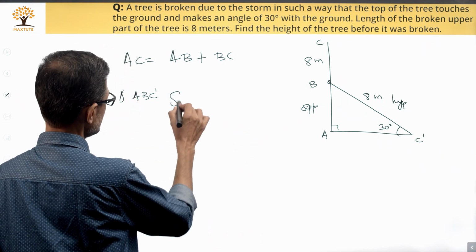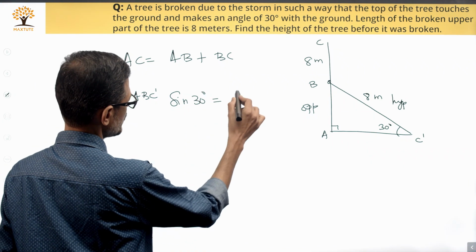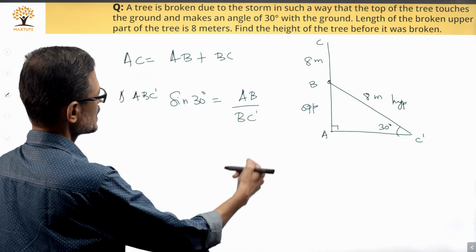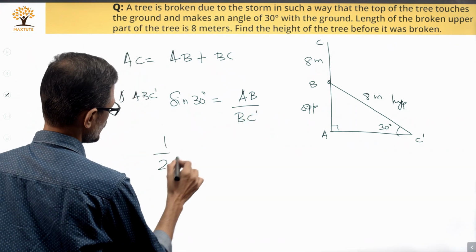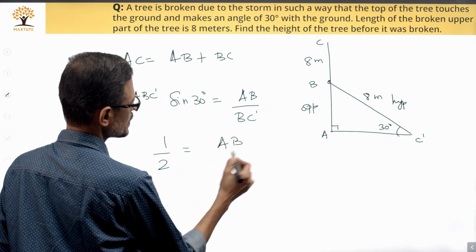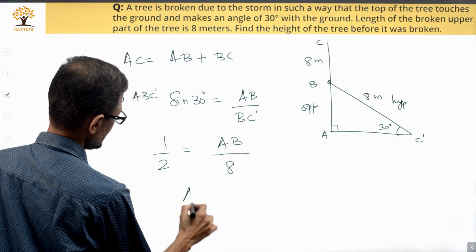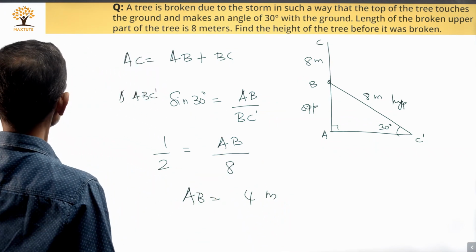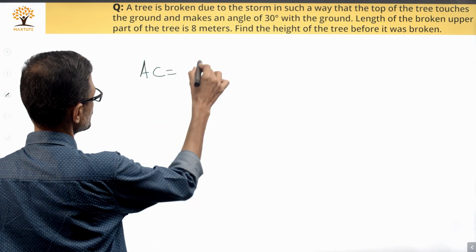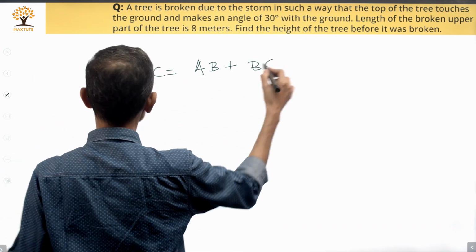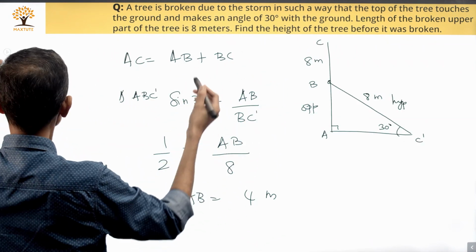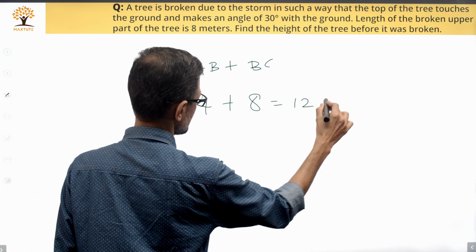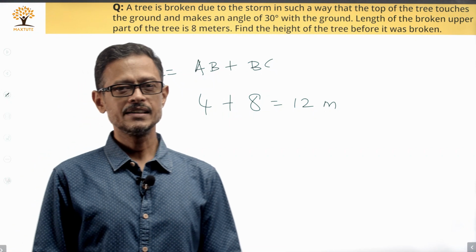So, if we went with sine of angle 30 degrees, that is going to be equal to the opposite side AB divided by the hypotenuse, which is BC dash. So, sine 30 degrees is equal to 1 by 2, AB is what we are trying to find out, BC dash is equal to 8. So, AB is equal to 8 divided by 2, which is equal to 4 meters. What we need to find out is AC. AC is equal to AB plus BC. BC we know is equal to 8 meters, AB we found it to be equal to 4 meters. So, 4 plus 8, which is equal to 12 meters. 12 meters is the height of the tree as it was standing tall.